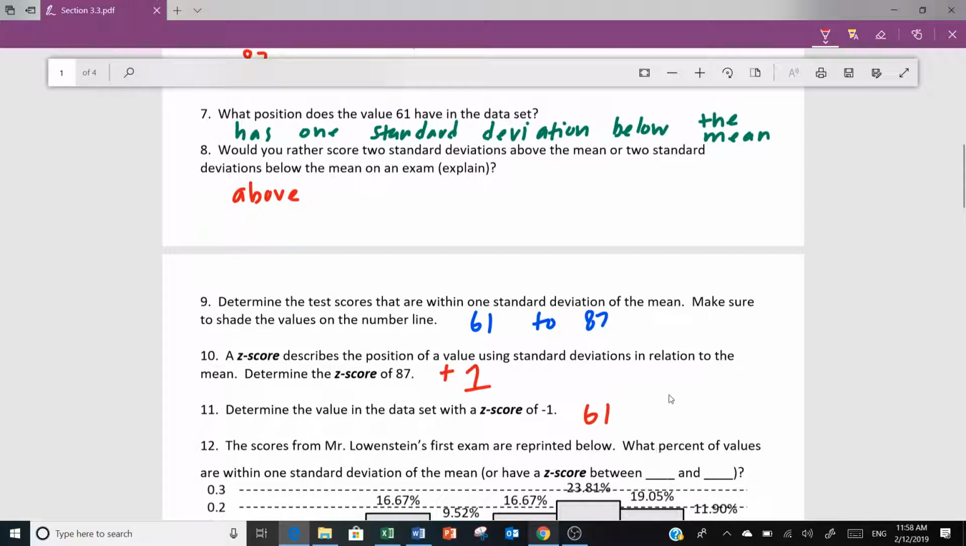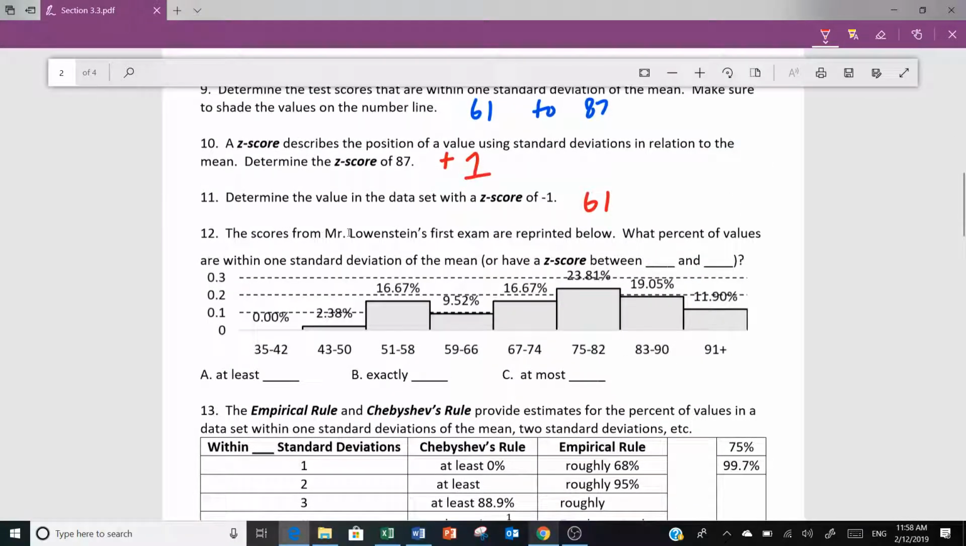Okay, here we have some scores. This is a graph from the first test, and it tells you the percentage of people that got between 83 and 90. And we're saying what percent of values are within one standard deviation of the mean, or have a z-score between blank and blank. So go ahead and fill that in first, and then try to approximate the percentage of values within those two values.